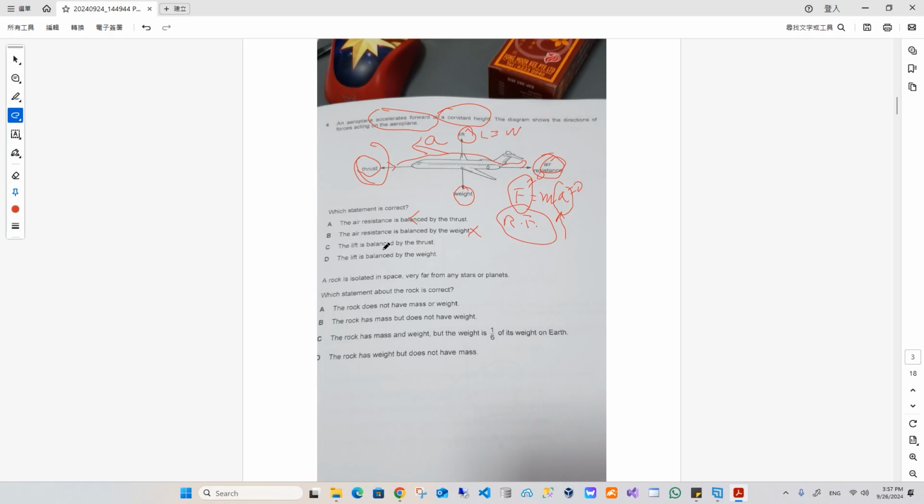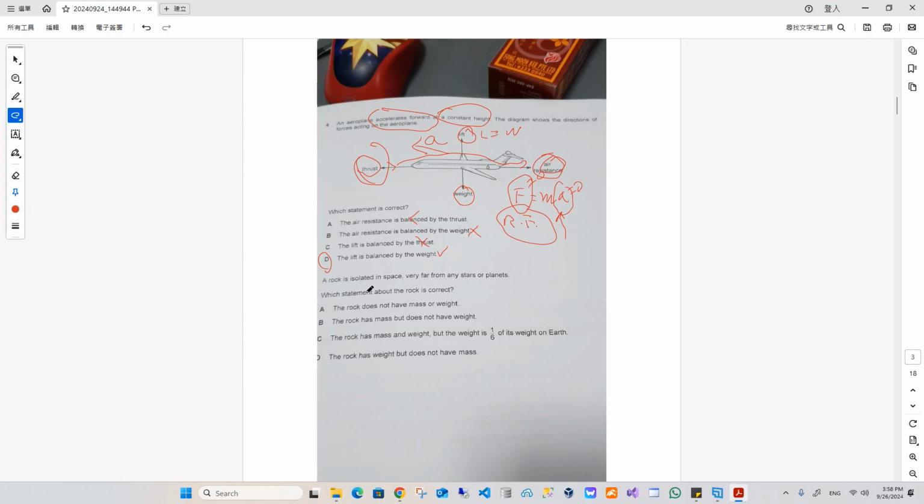The lift is balanced by the thrust? The lift is balanced by the weight, so it's not the thrust. Okay, the lift is balanced by the weight. Correct. Wow, this is also correct. So wrong, correct. Okay, so the answer is D.